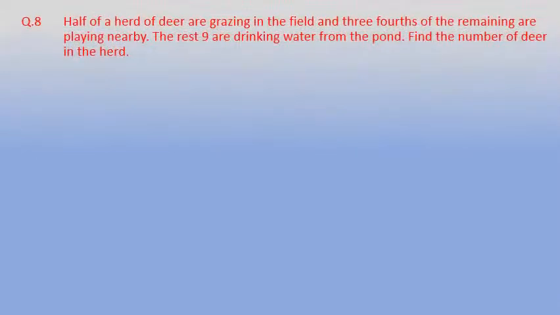Our next question, question number 8. Half of a herd of deer are grazing in the field and 3/4 of the remaining are playing nearby. The rest, nine, are drinking water from the pond. Find the number of deer in the herd. So we can start solving.